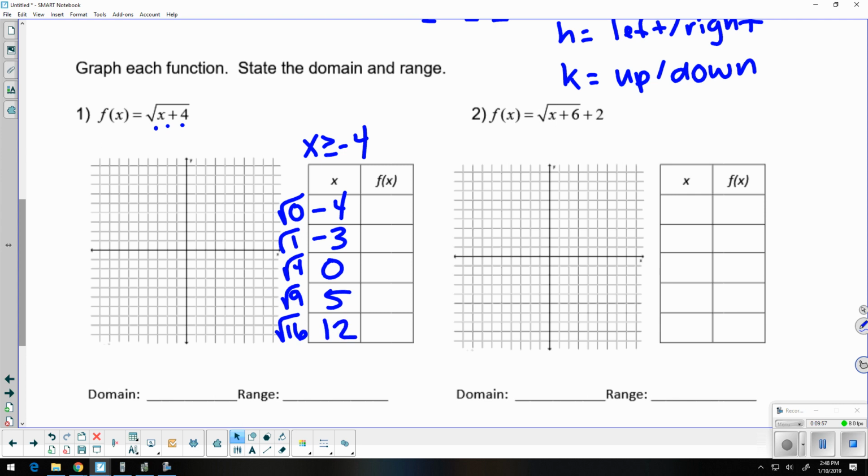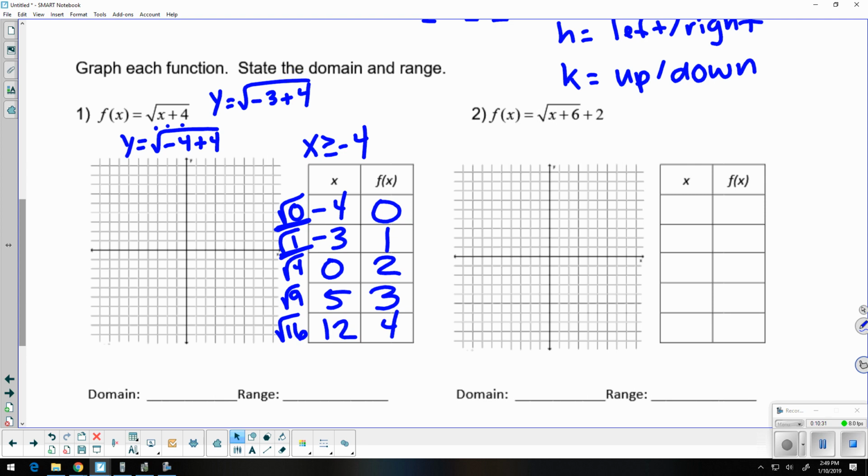Okay, so when you plug these numbers in for x and solve for the y, when you plug in negative 4 for x, y is just going to be the square root of negative 4 plus 4, which is just 0. So square root of 0 is 0. And when you plug in negative 3 for x, y is the square root of negative 3 plus 4, which is 1. So the square root of 1 is 1. When I plug in 0 for x, I'm taking the square root of 4, which is 2. Plug in 5 for x, square root of 9, which is 3. Square root of 16, when you plug in 12 for x, is 4.